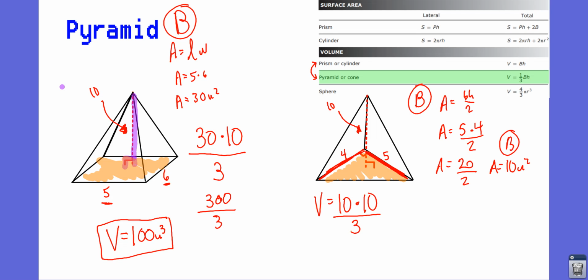divided by 3. So really, you're dividing by 2, and then you divide the entire thing by 3. So if you wanted to do just base times height and multiply it by the height of the pyramid and divide by 6, you could do the same thing, but that's more of a shortcut instead of using the formula. So then volume equals 100 divided by 3, which would give you approximately a volume of 33 and 1/3 cubic units.